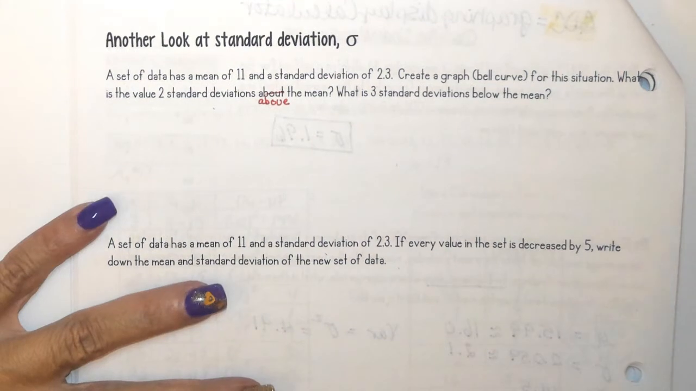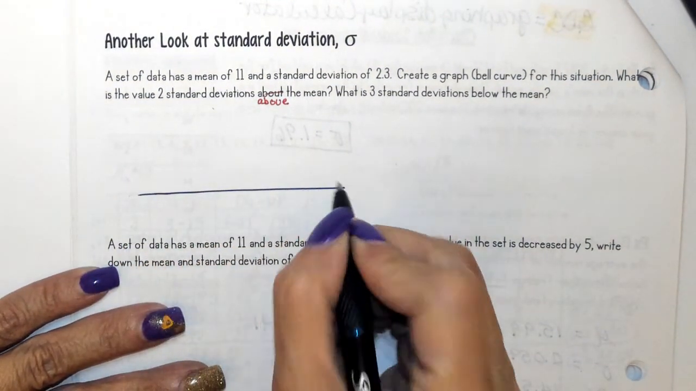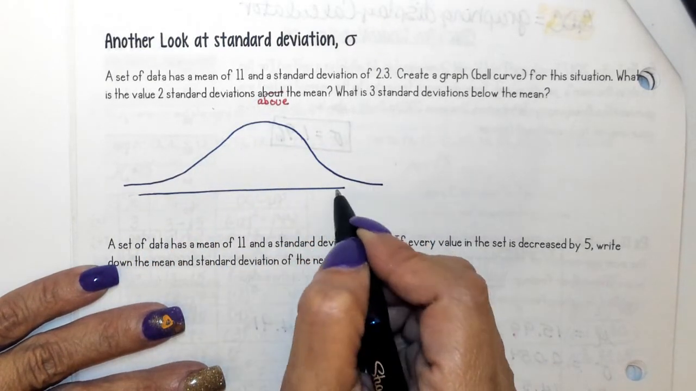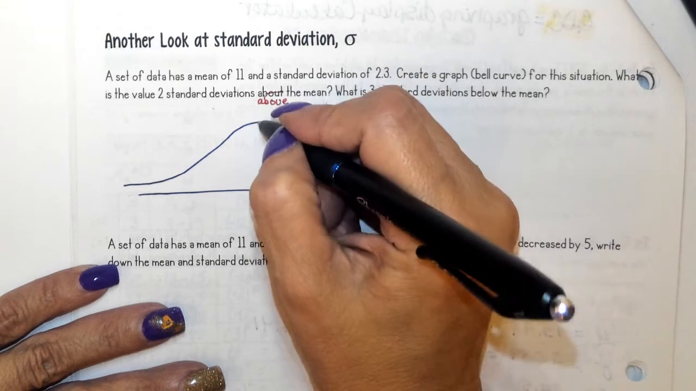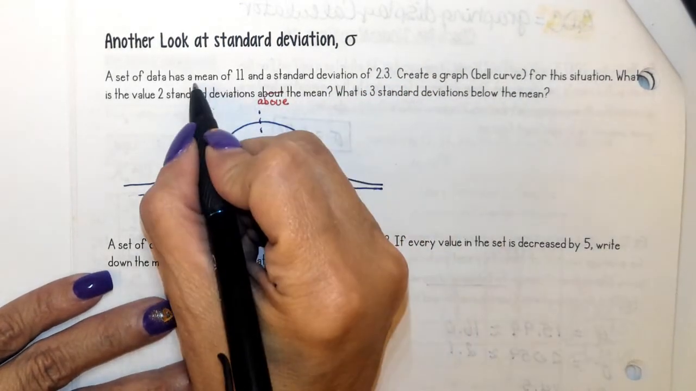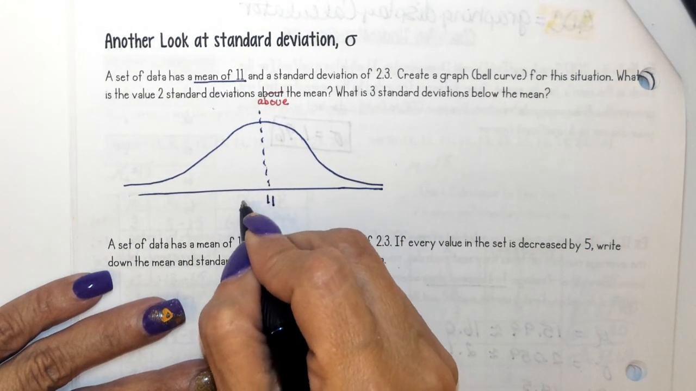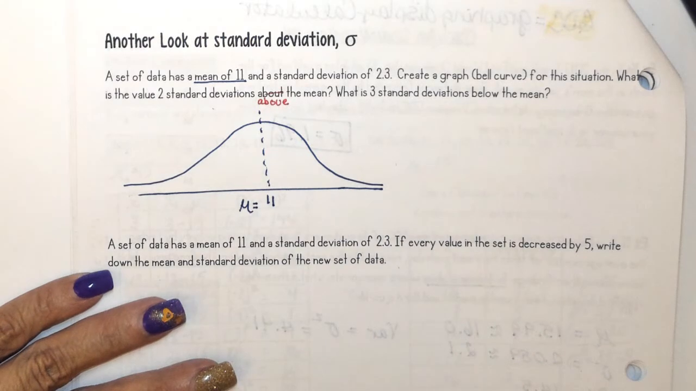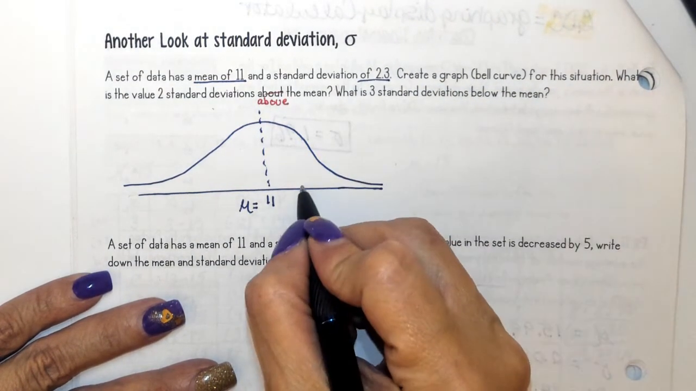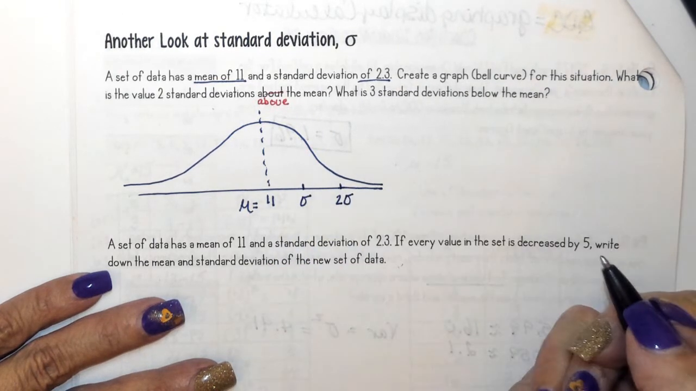So let's go ahead and draw this bell curve. IB loves pictures. I will tell you that right off the bat. They love it. So what I know in this situation is that the mean is 11. So this is 11. That's the mean. And I know that the standard deviation is 2.3. So 1 standard deviation, 2 standard deviations.